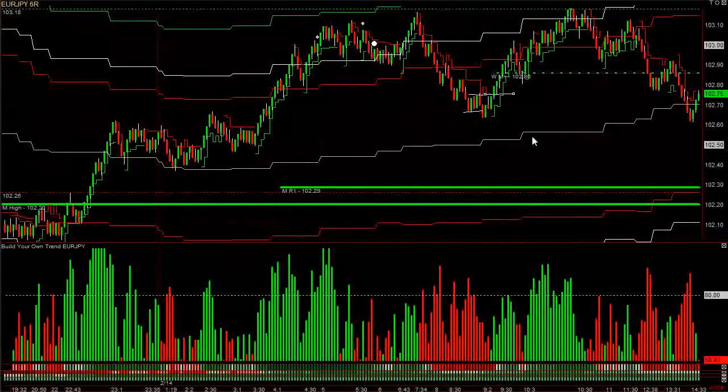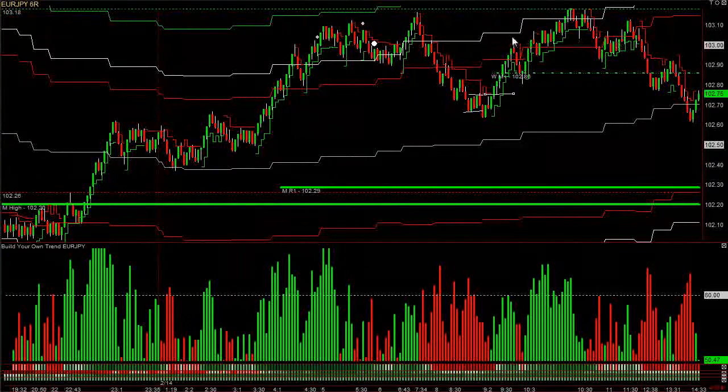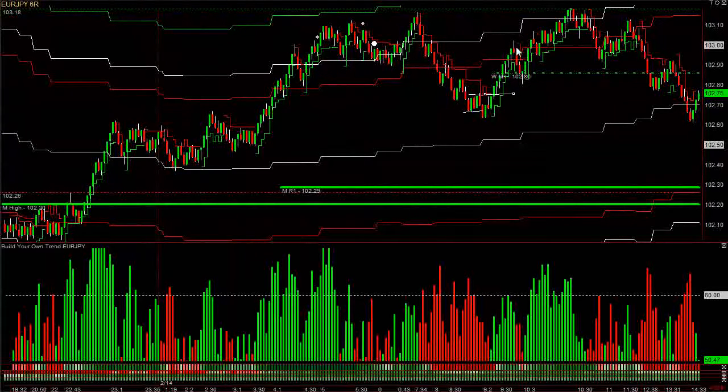Having losing trades is part of trading, and when you get in the second trade at 102.75, you can see it came all the way up to 103, 103.05. So it went up over 25 pips. If you lose 6 to 8 pips in the first one and make 25 on the second, you're left with a profit. And later in the day, you can see the same exact pattern happen.